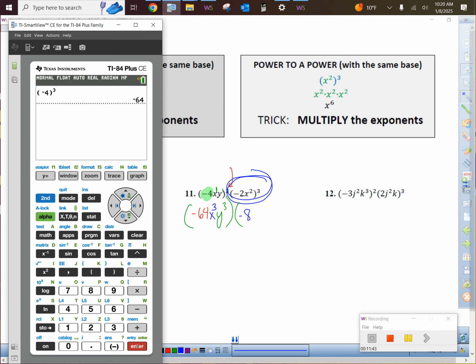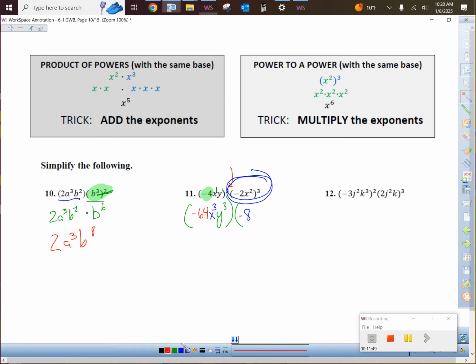Boom. And then x squared cubed will be x to the 6th. Are we cool with that? Cool. Finish this off. Take numbers times numbers, x's times x's, y's times y's. Like I said, it's totally cool if we got to punch this stuff in. That's why calculators were invented, to make the calculations like -64 times -8 go a lot faster.